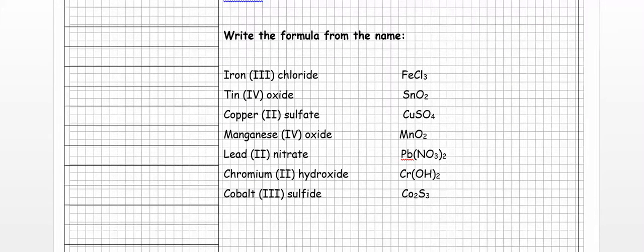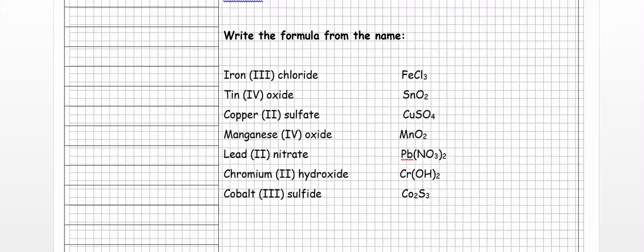All right, let's take a look at these. Write the formula from the name. We have iron 3 chloride. So I know the charge on the iron is +3. So I'm going to say iron, Roman numeral 3, chlorine, or chloride I should say, -1. When I do the switch, what do I get? I get FeCl3. FeCl3. So that's the first one.